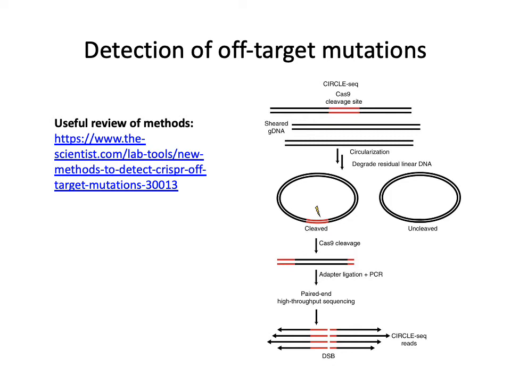And so basically the result of circle-seq will be a map of the genome where you'll see locations where double-stranded DNA breaks happened, and then you can use that to detect where off-target effects happened.